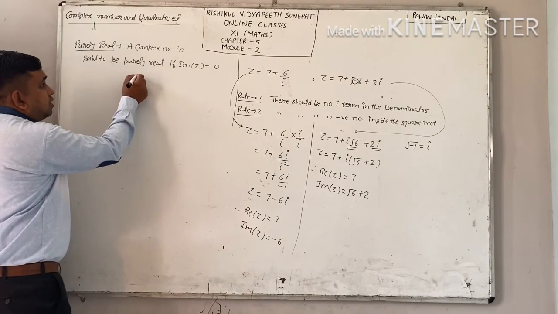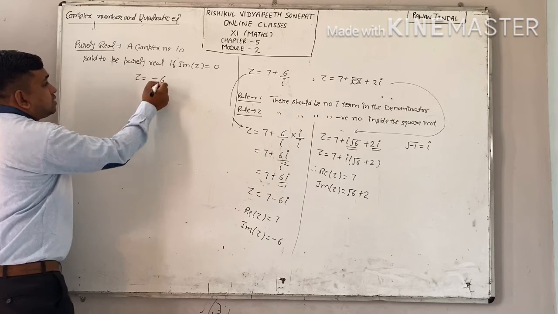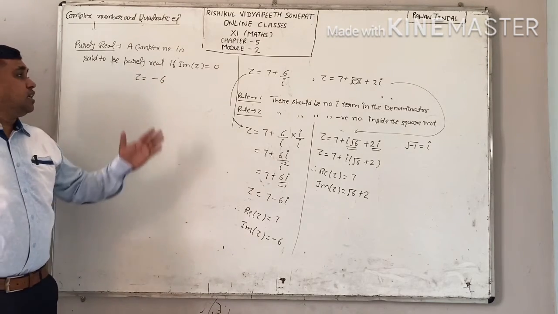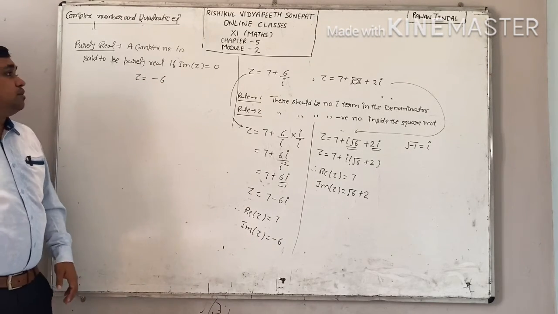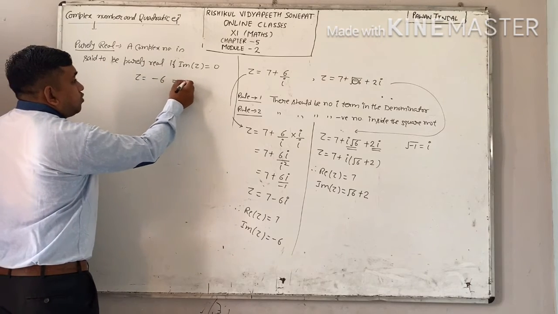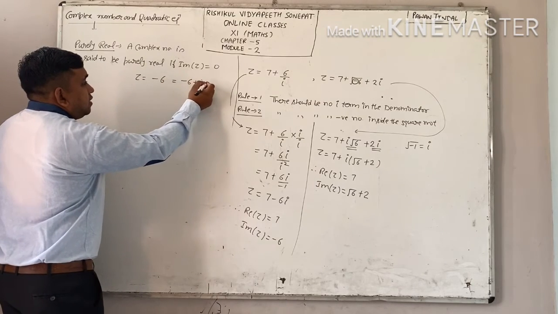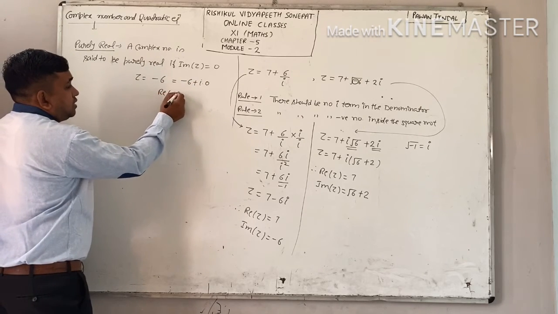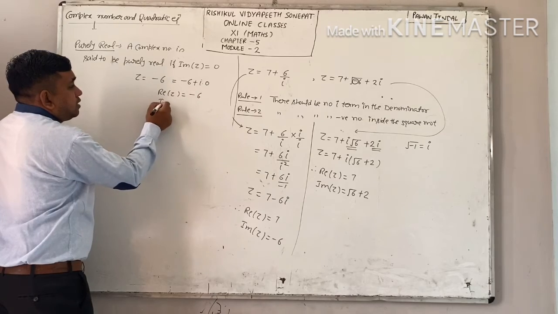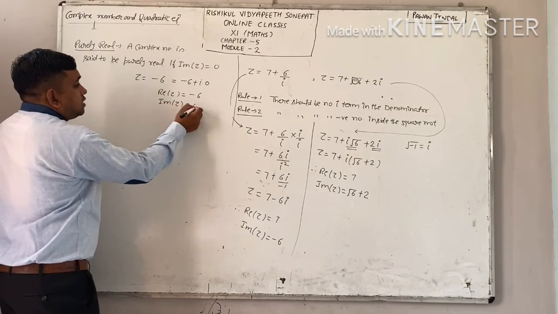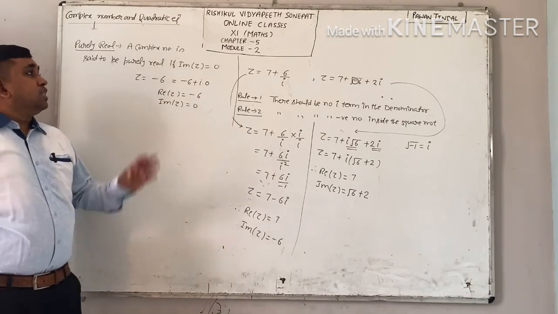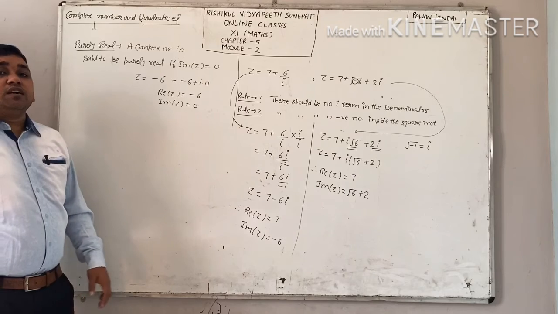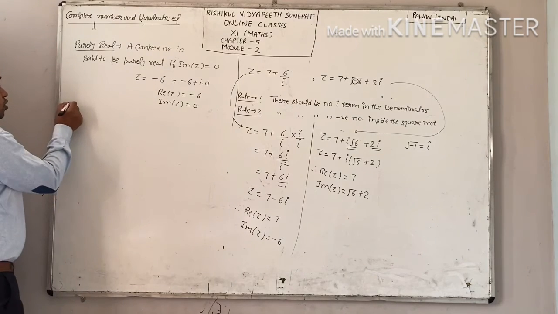For example, z equal to minus 6. You can see here there is no iota term, means imaginary part is 0. Write in the form of a plus iota b. What is real part here? Minus 6. What is imaginary part? 0. You can say here imaginary part is 0. That's why this is your purely real number. Next is purely imaginary.